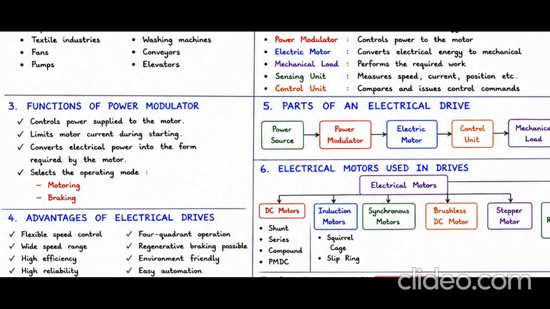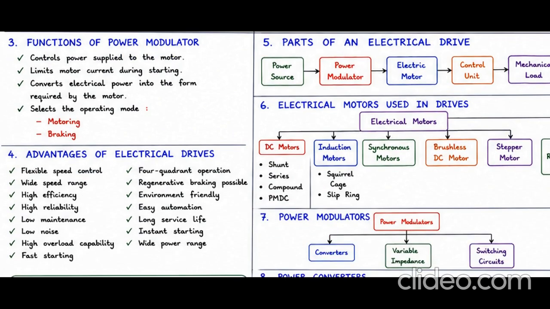Advantages of electrical drives. Why are electrical drives preferred over mechanical drives? There are many reasons. They provide flexible speed control, they have high efficiency, they are very reliable, they require very little maintenance, and they produce less noise. Starting is fast and smooth. Many electrical drives can even recover energy during braking. This process is called regenerative braking. Modern electrical drives are also environmentally friendly and can be easily automated.